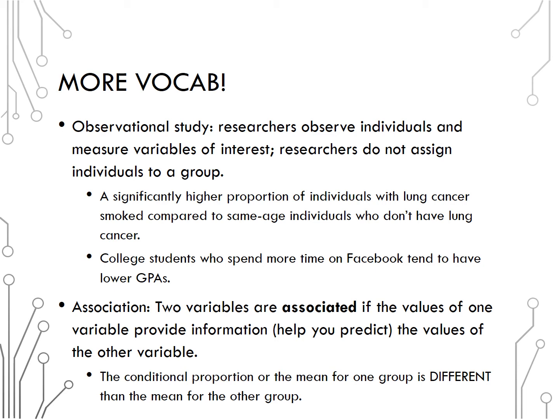Then we will look at association. Two variables are said to be associated if the values of one variable provide information or help you predict the values of another variable. We can determine association by looking at conditional proportions or means for one group and seeing if it's different than in the other group.